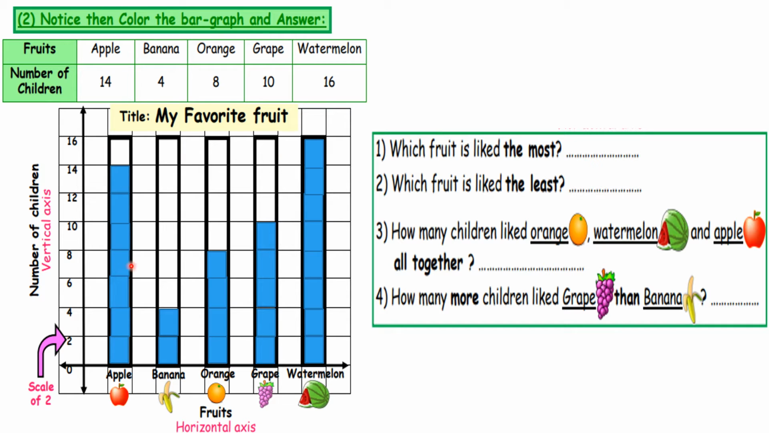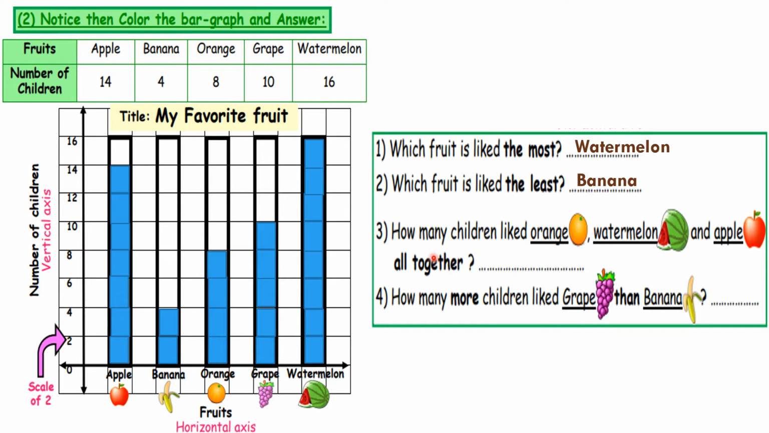After I made my bar graph, I answer the questions we have here. First question is, which fruit is liked the most? As we know, the most means the highest column. The highest column here is for watermelon. The next question is, which fruit is liked the least? The least means the smallest column. The smallest column here is for banana.